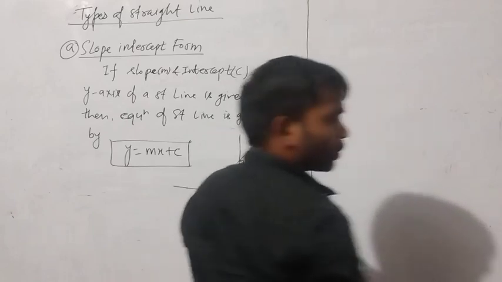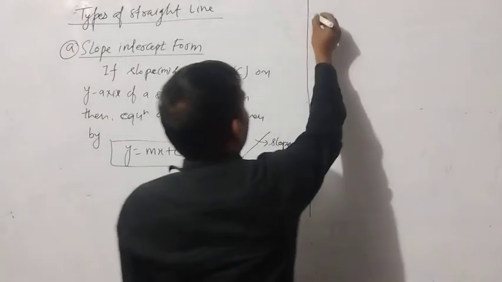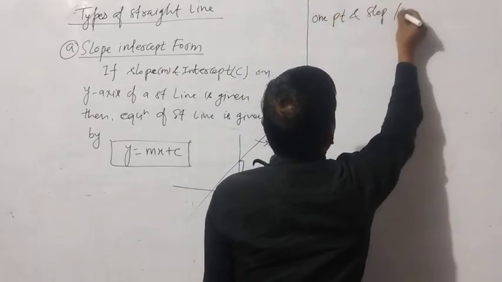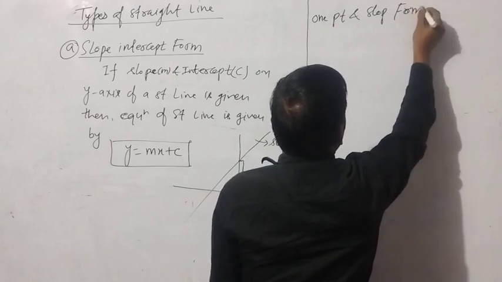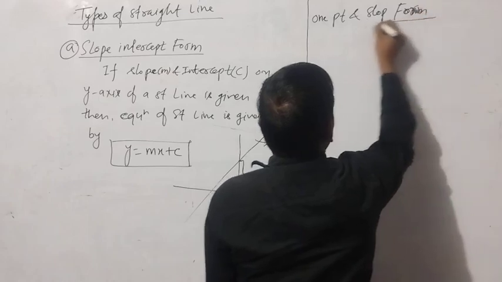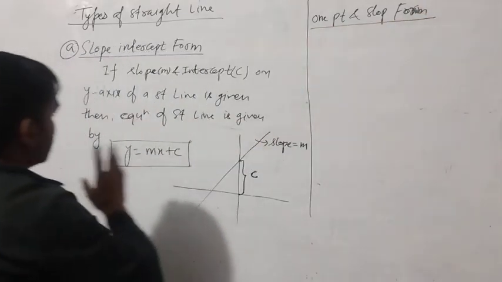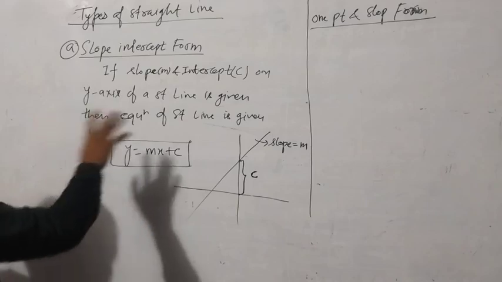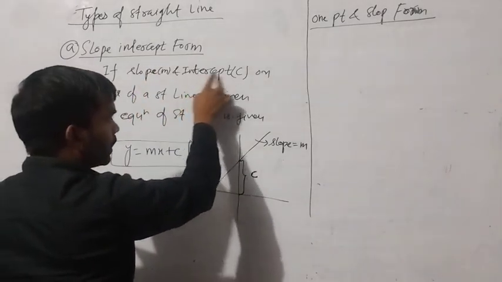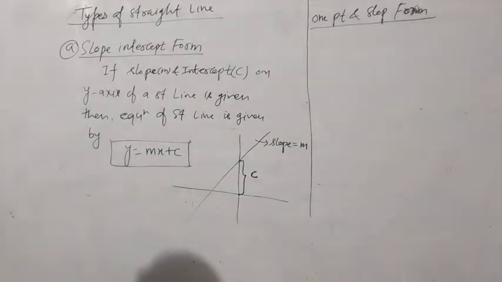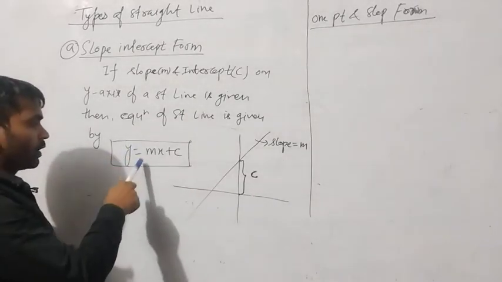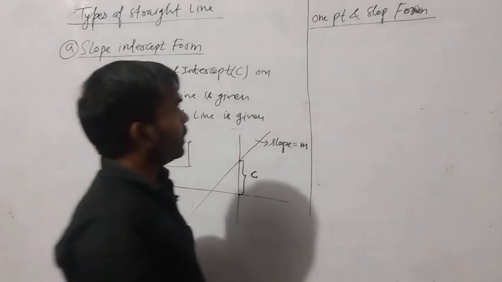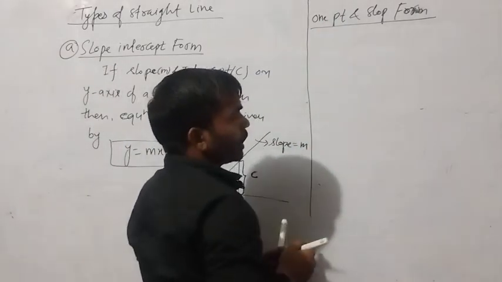One point and slope form. Okay, so one point and slope form. So as in the first condition, we saw that if we have given the slope of the line and intercept on y-axis, then we can write the equation of the line in this form: y is equal to mx plus c. Okay, so in the second point, as is written here, one point and slope form.